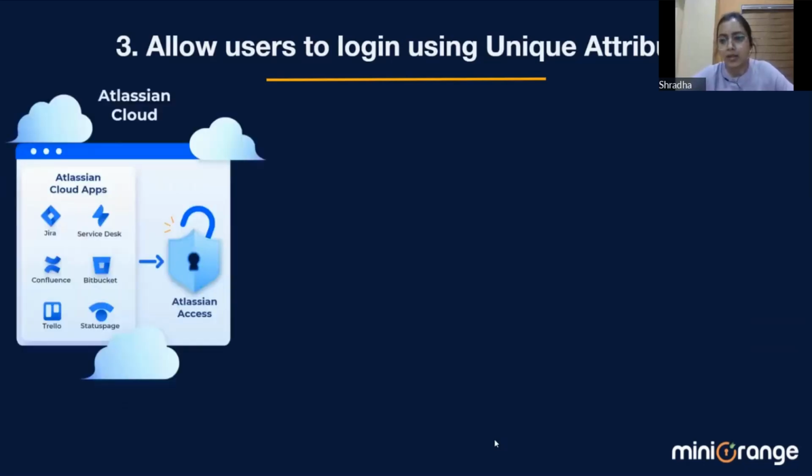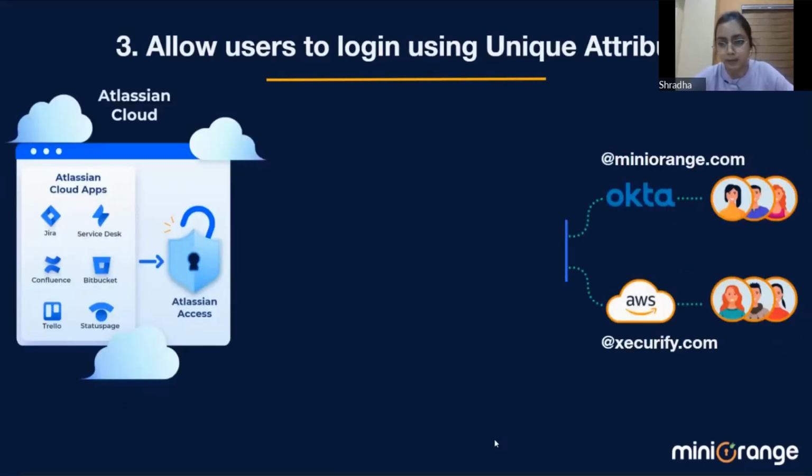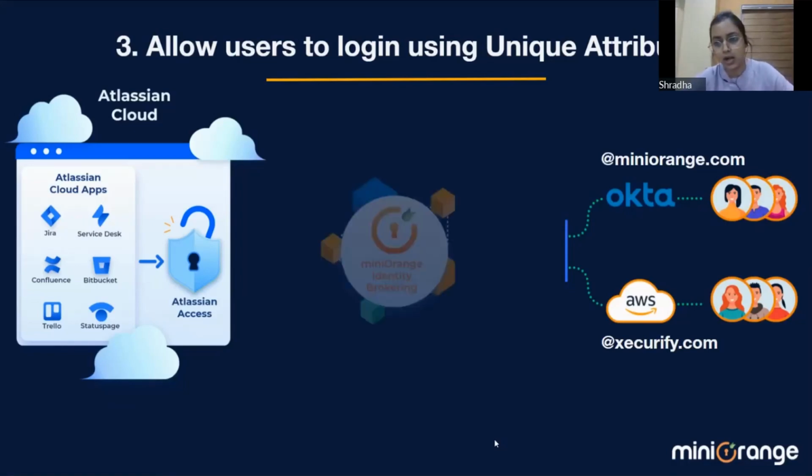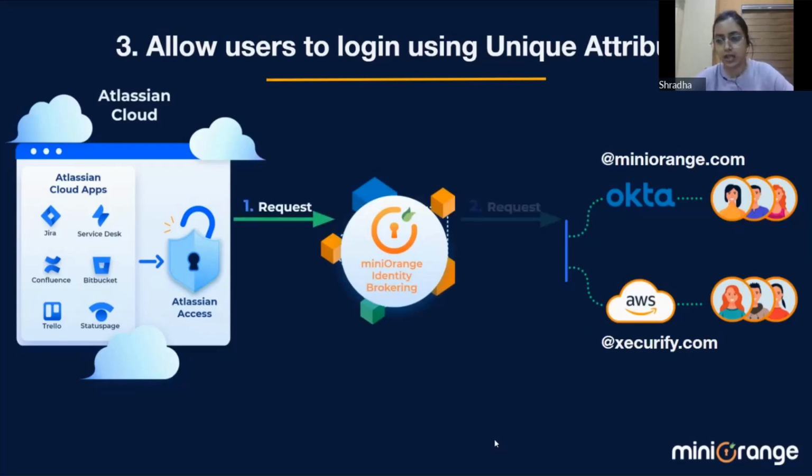I hope you understood how the multiple IDP flow works. In addition to this, I'm sure you are now well aware of this flow where the request goes through miniOrange to log in the user to Atlassian Cloud.